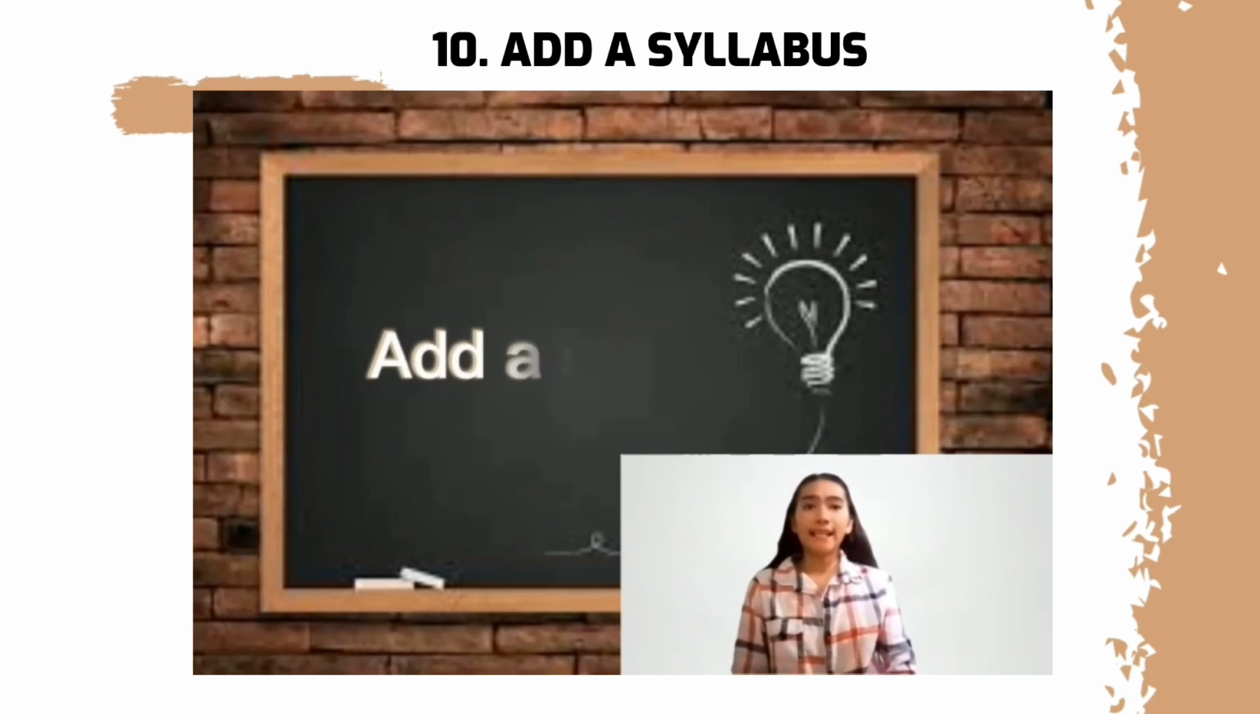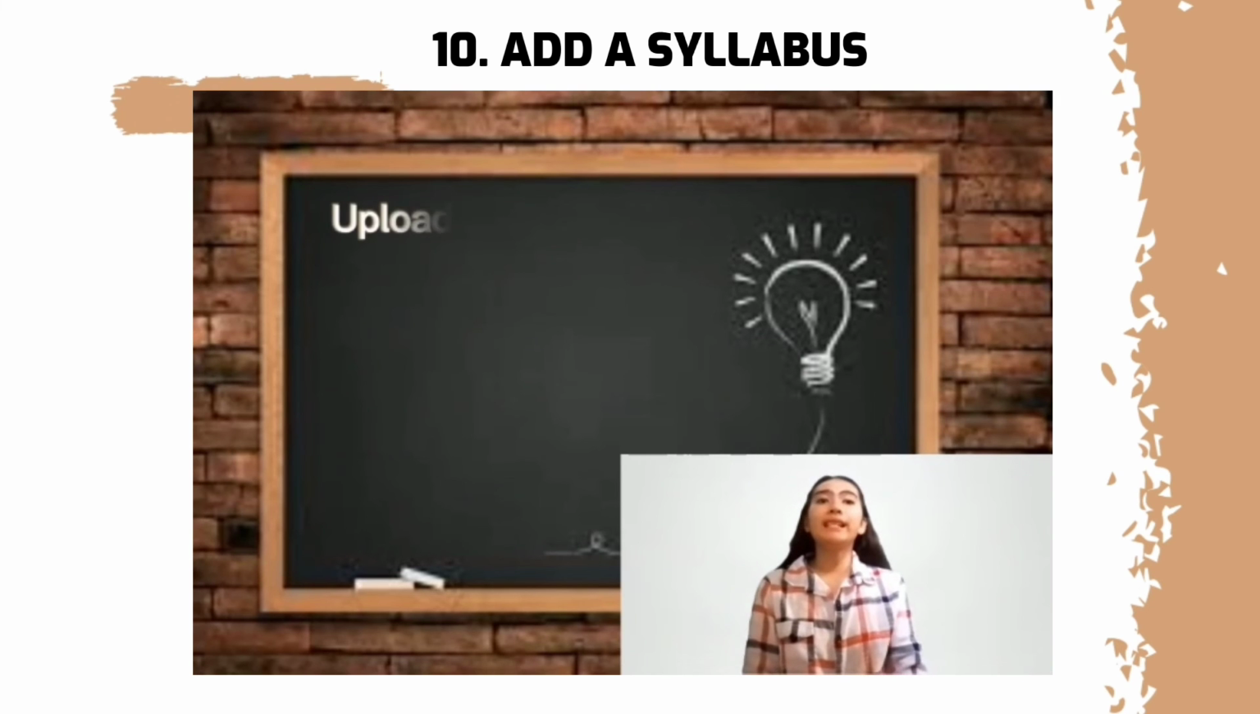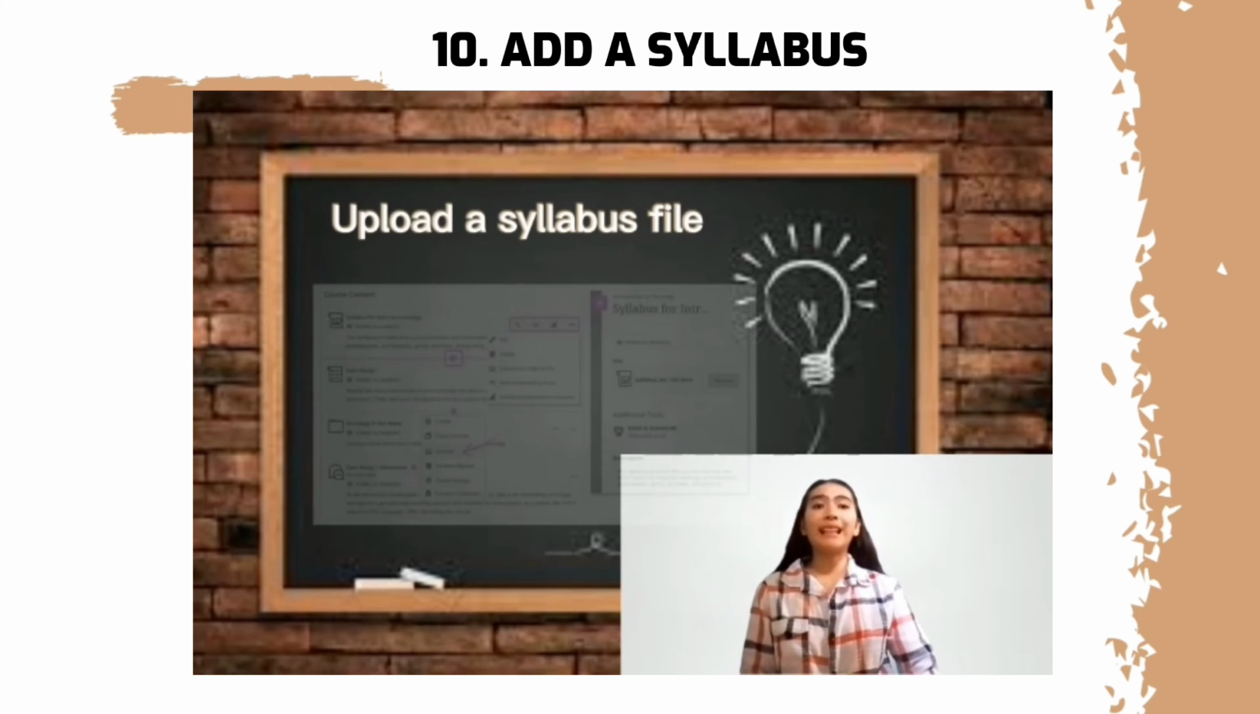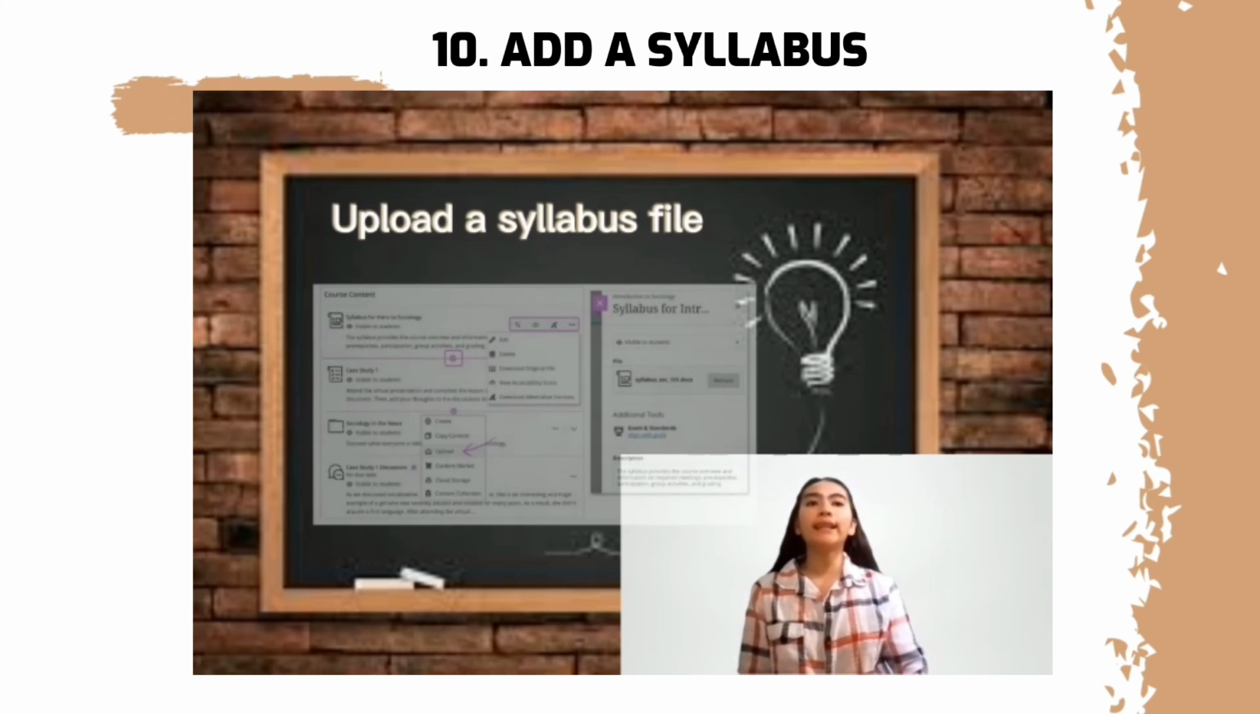Add a syllabus. Upload a syllabus file. Select the plus sign wherever you want to upload files. In the menu, select Upload to browse for files on your computer. The files appear in the content list.